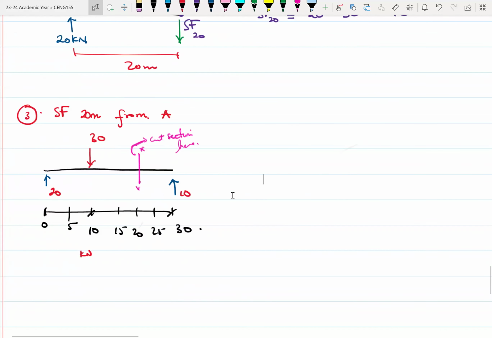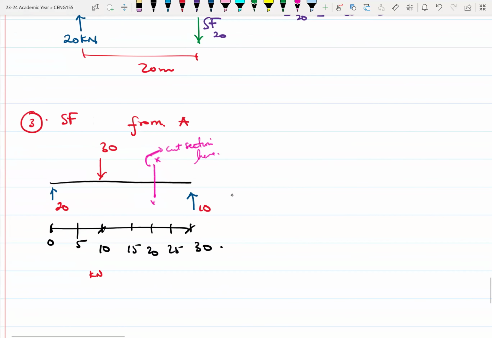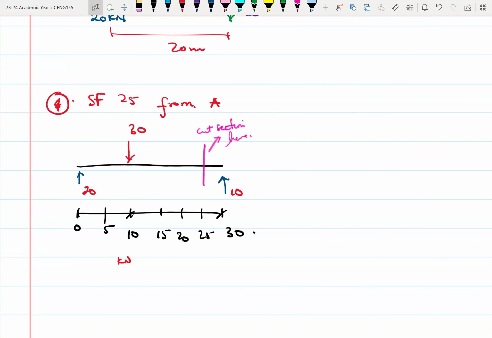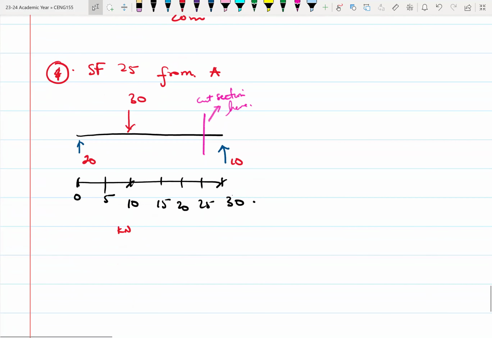So here, let's say 25 meters. You have that 25 meters. This is 4 from A. So we will move our cut section to 25 meters from A. All right. So again, we have the left-hand side and then the right-hand side. Okay. Since we've been dealing with the left-hand side throughout, we maintain that. Be careful when you are dealing with some of these things.